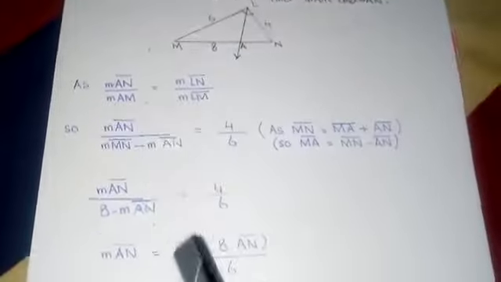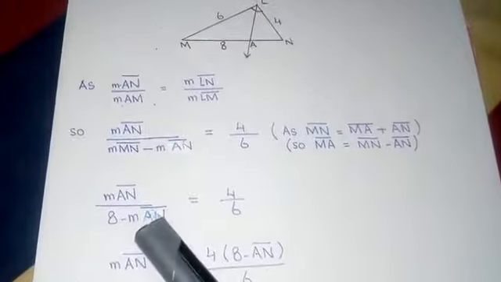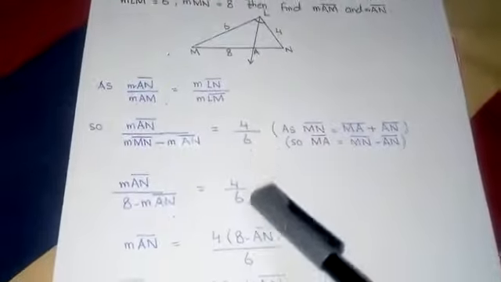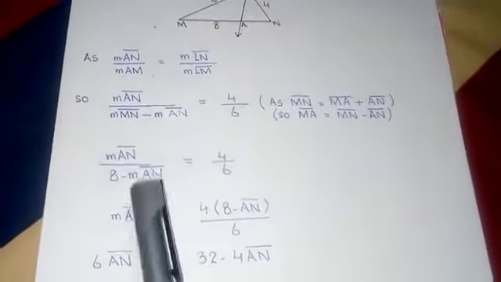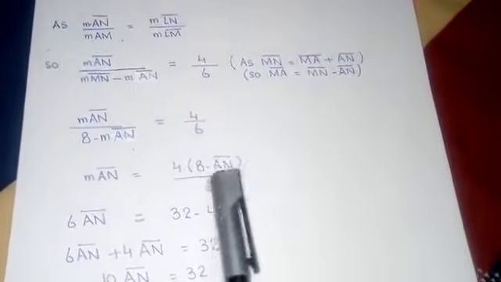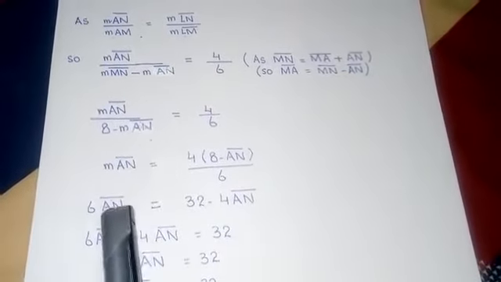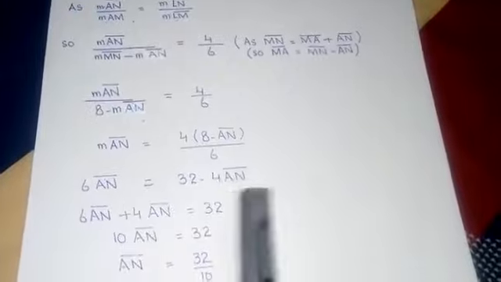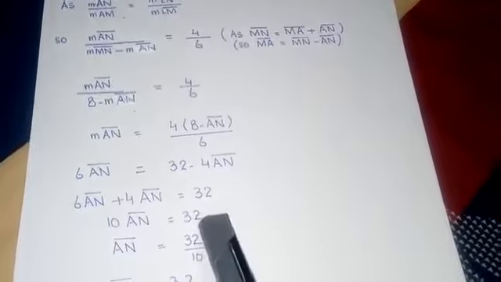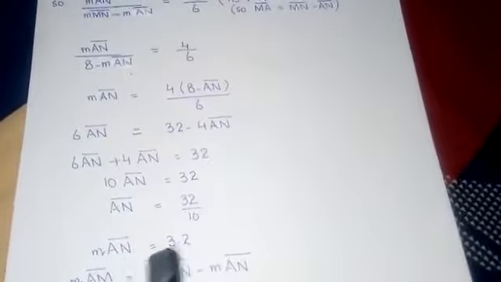Now we have the value of MN, so I put the value 8. AN will remain as it is because we don't have its value, and the values of LN and LM we have already put. Now we will cross multiply. This will multiply here with the 4. Now open the bracket. 4 eights are 32 minus 4AN. Here we have 6AN. We have cross multiplied. Now we will move this 4AN to the other side. It will become 10AN. Here we have 32. Now we will move this 10 to the other side. So the value of AN is 3.2.